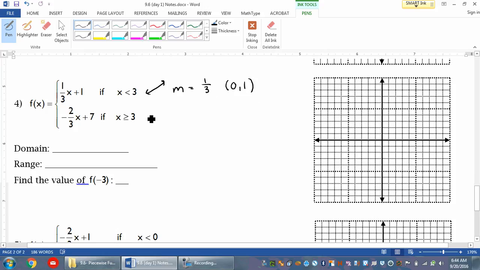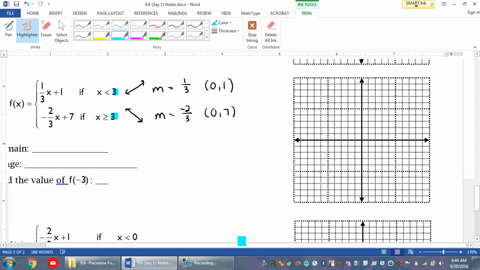My next function is going to be a falling line. I know it's falling because my slope is negative 2/3. And my intercept is 0, 7. All right, when I'm going to draw that vertical line that I'm going to erase, I'm going to draw it at 3. Right here.